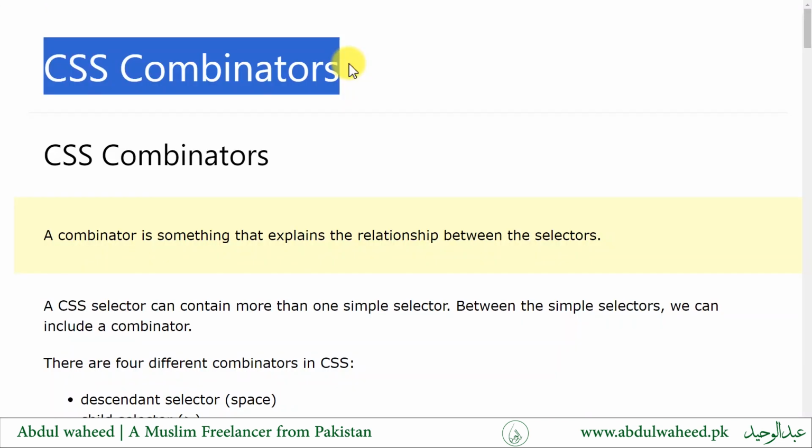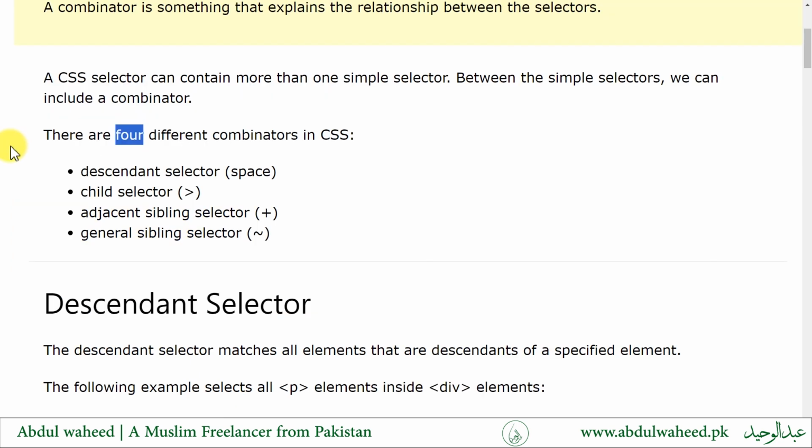A combinator is something that explains the relationship between the selectors. A CSS selector can contain more than one simple selector. Between the simple selectors, we can include a combinator. There are four different combinators in CSS: descendant selector (space), child selector, adjacent sibling selector, and general sibling selector.